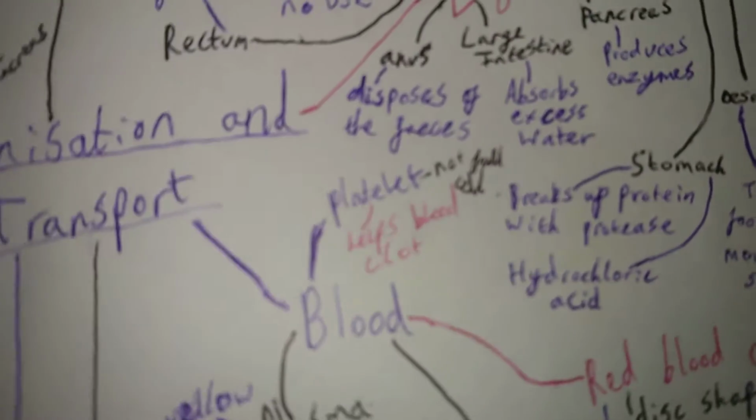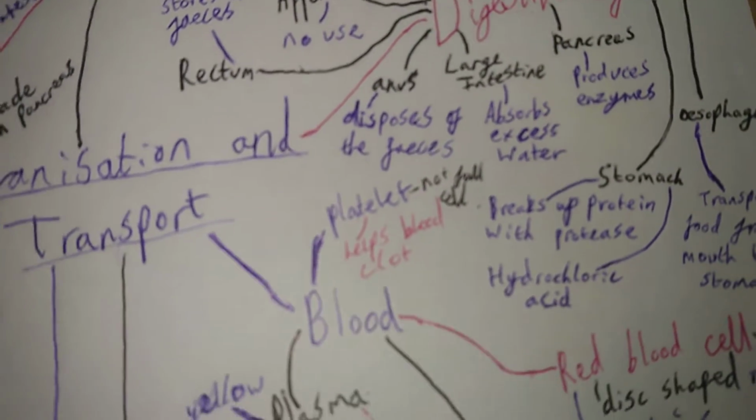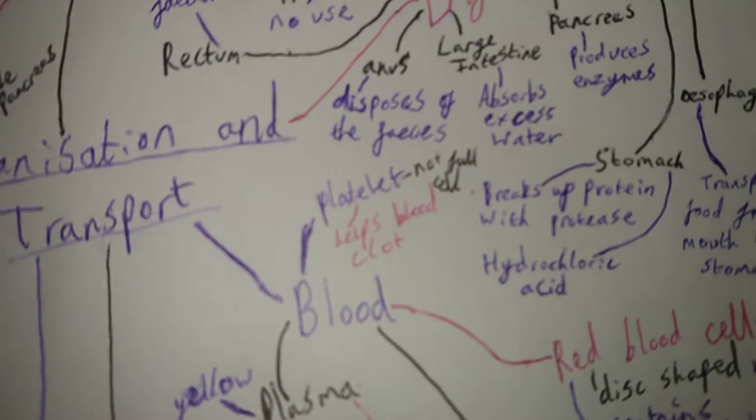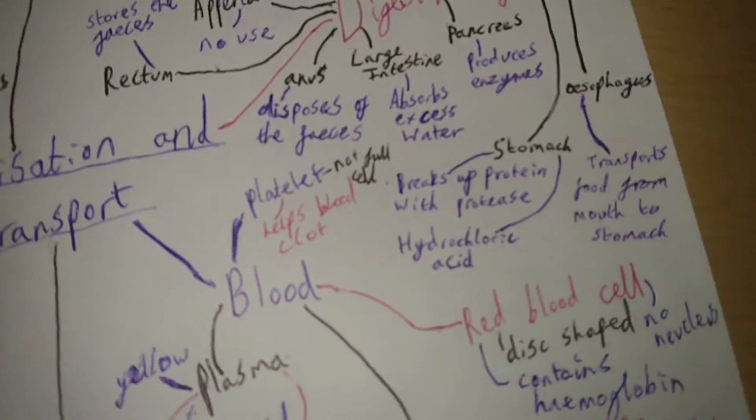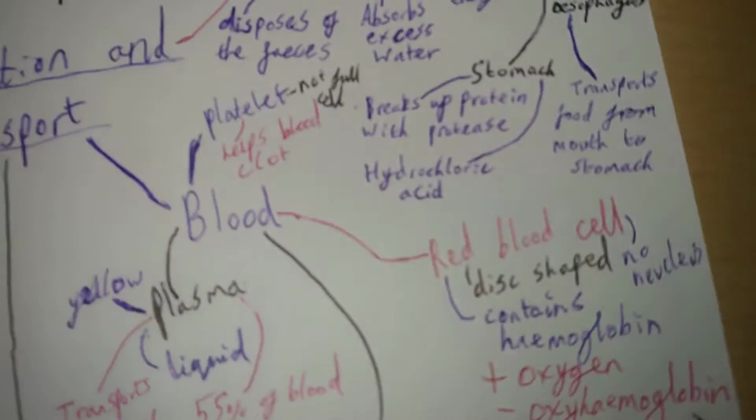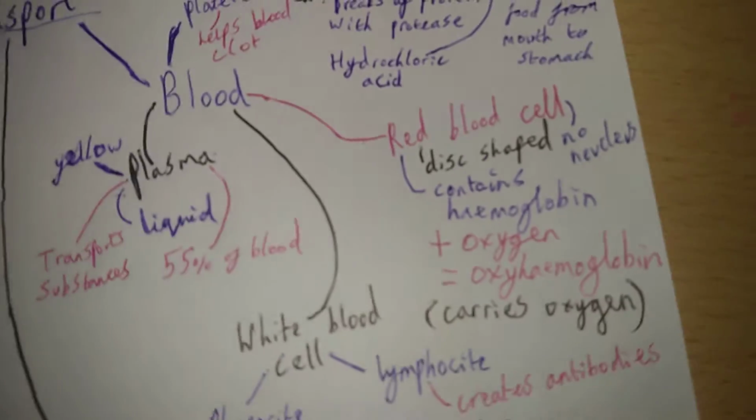Another thing in the blood is platelets, which aren't full cells, which means they don't have a nucleus or anything, but they help the blood to clot, which is very useful if you get like cut or anything. I'm not telling you to, but you know what I mean.